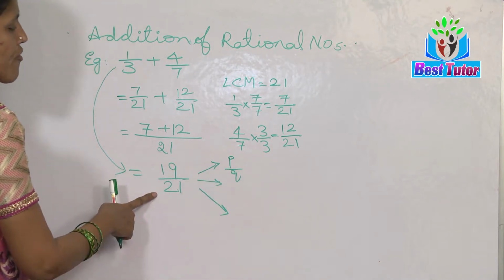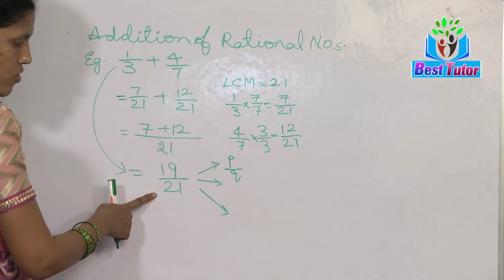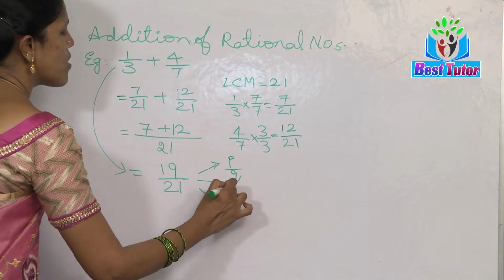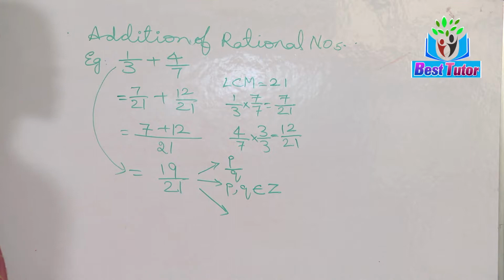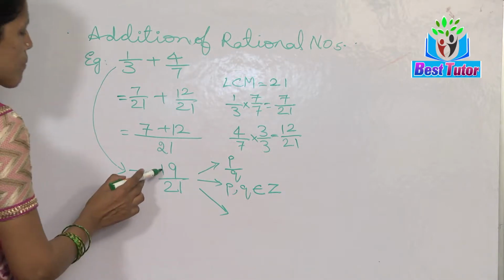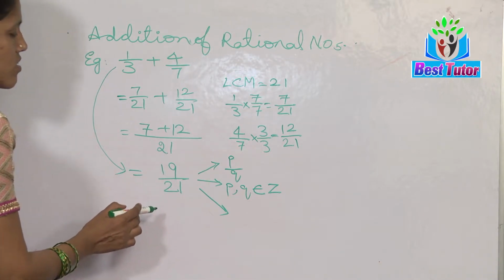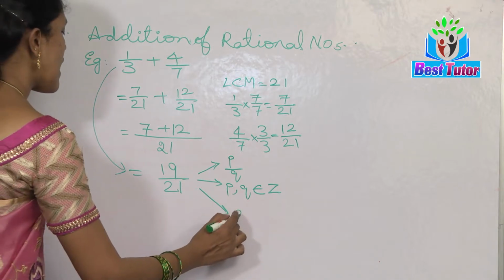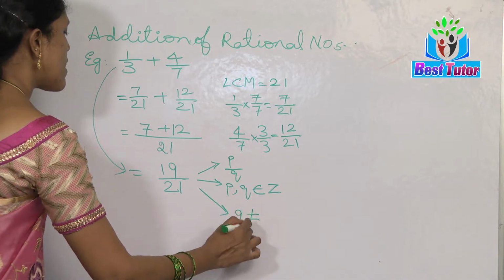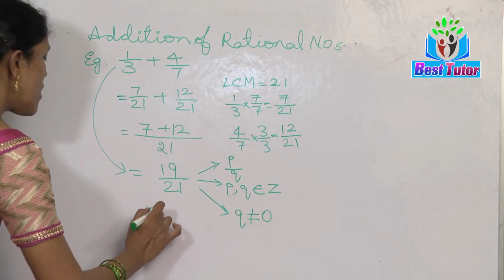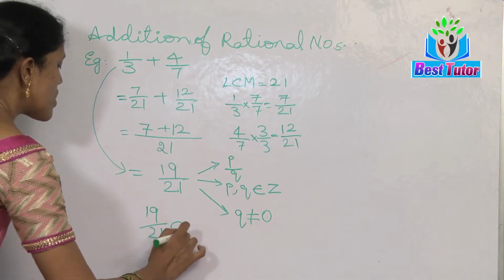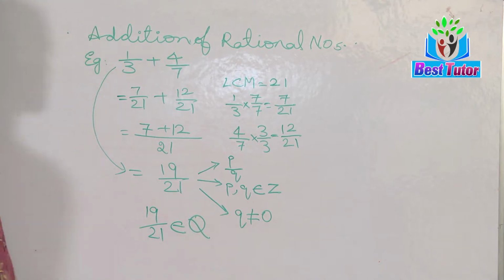Is this in the form of a fraction? Yes, of course. Second, both the numerator and denominator should be integers. Are both 19 and 21 integers? Yes, of course. And the last condition is that the denominator should never be equal to 0. Here the denominator is 21, which is not equal to 0. Therefore, the sum of these two rational numbers is also a rational number.